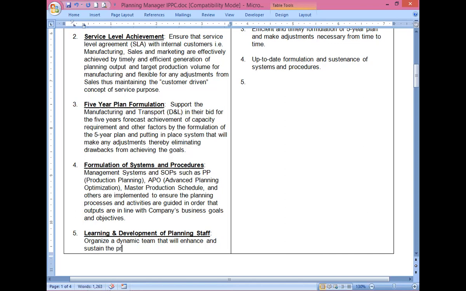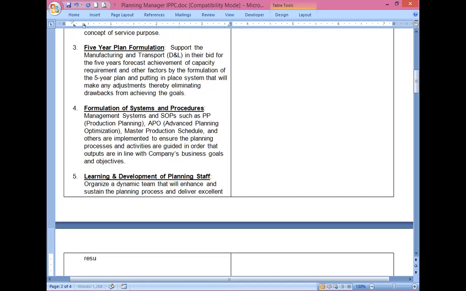The planning process and deliver excellent results. Then formulate. I think this is wrong. Nothing to do with it. Sorry for that. I think I made a mistake. This is not the correct one. Okay. I would say identify. Identify weaknesses.